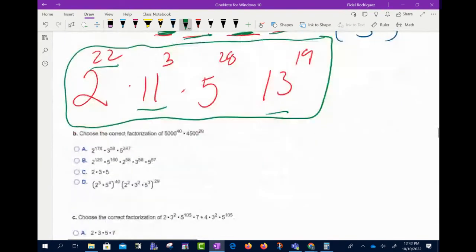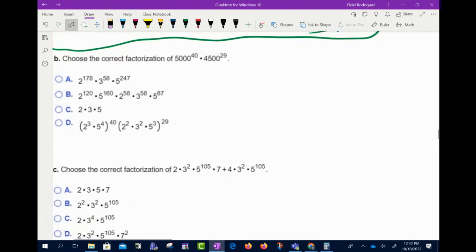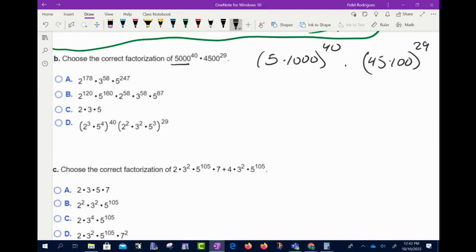All right. We're going to do the same thing here with the next problem. Okay. So we're going to try to break these numbers down. We're going to break them down real slow. Okay. 5,000. You guys agree that's the same thing as 5 times 1,000? Okay. And 4,500. Isn't that the same thing as 45 times 100? Okay. Now, I'm just going to keep working here. I'm going to try to break my numbers down into prime numbers, okay?